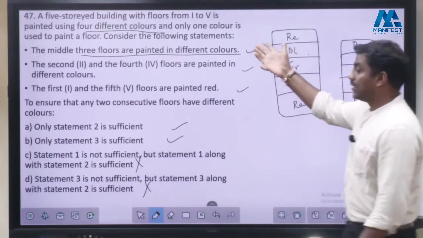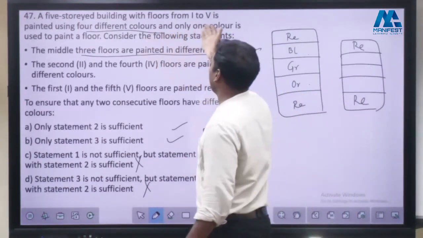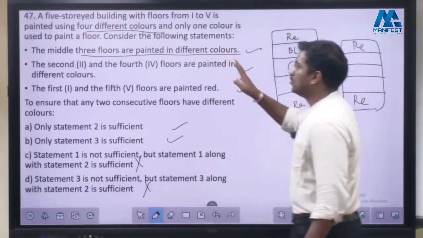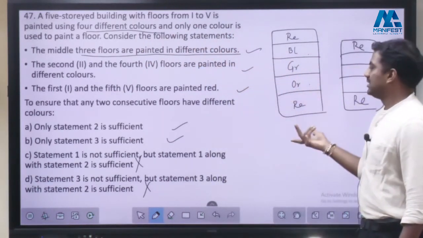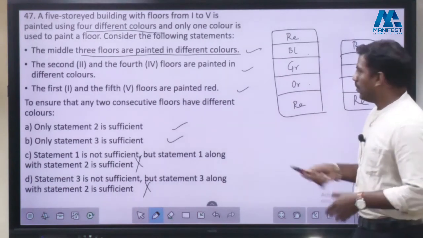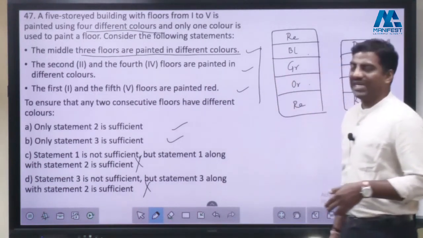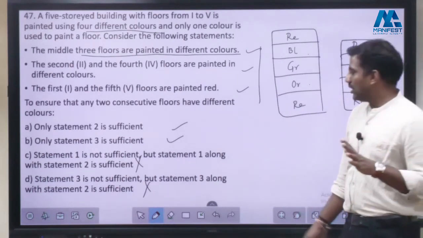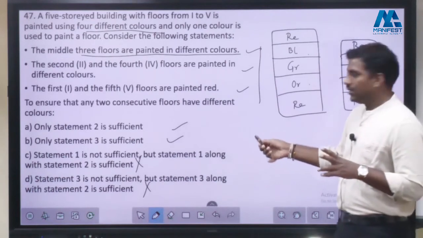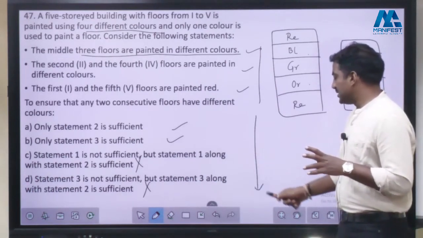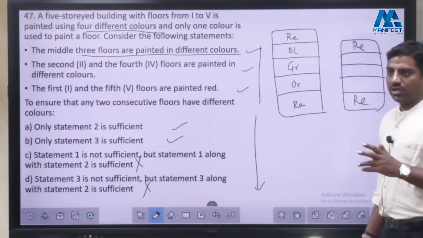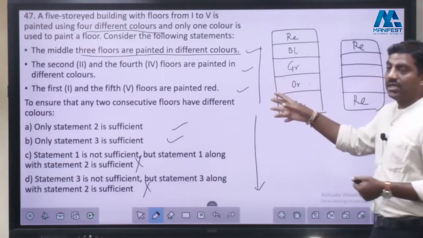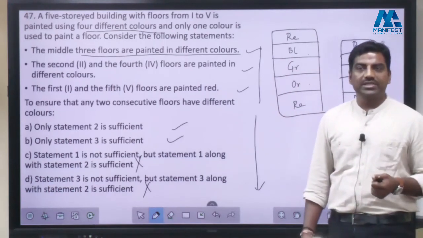But let us read this one correctly. A 5-storied building with floors 1 to 5 is painted using 4 different colors and only 1 color is used to paint a floor. Okay, consider the following statements. I am not finding any problem because all these 3 statements individually are sufficient to address the problem. Let me check the options once again. Done? Because all these 3 statements individually are sufficient to answer the question. Yes or no?